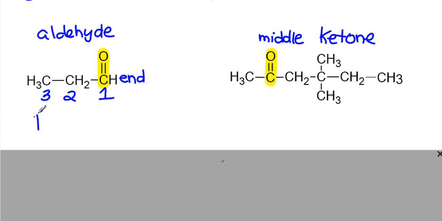3 carbons is prop. Normally we put propane, A-N-E. I'm going to keep the A-N, but for an aldehyde I put A-L. So this is called propanal. Over here with the ketone, I have to do the same thing. I need to number my longest chain, but most important is giving this group the lowest number. Then worry about the branches after that. So if I'm going to do that, I'm going to number it left to right.